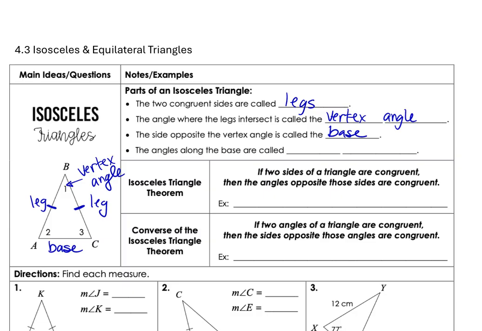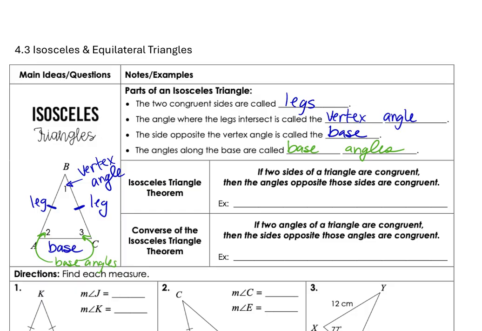Okay, so that makes those two angles that are touching the base, any thoughts? Those are called your base angles. So this angle right here and this angle right here, those are base angles. If I talk about the vertex angle, I'm talking about the angle between the two congruent sides. If I talk about the base angles, I'm talking about the two angles that are touching your two congruent sides, but not between the two congruent sides, okay?